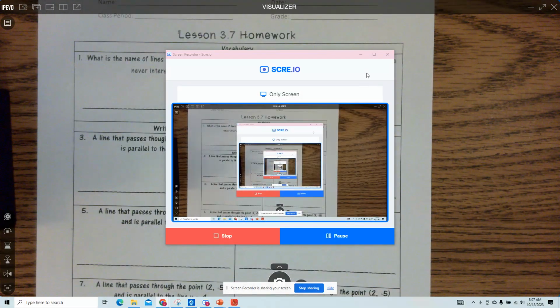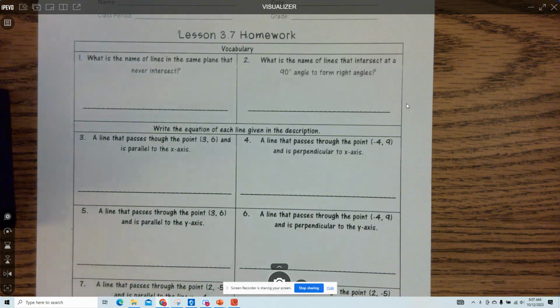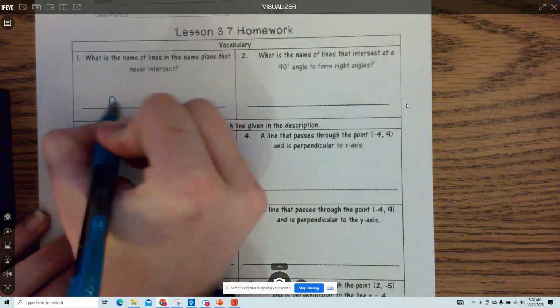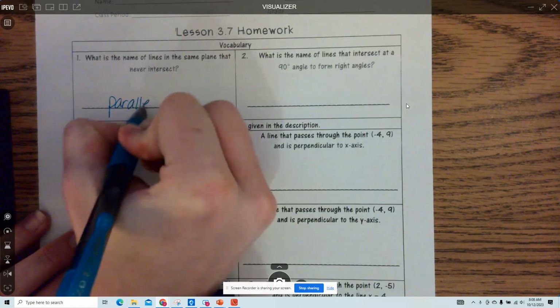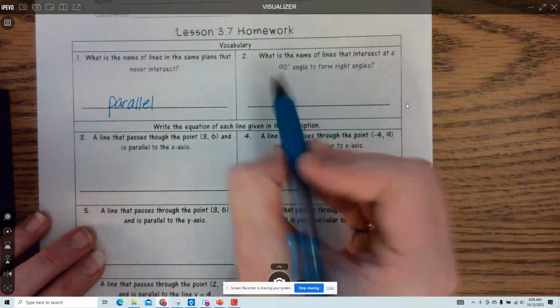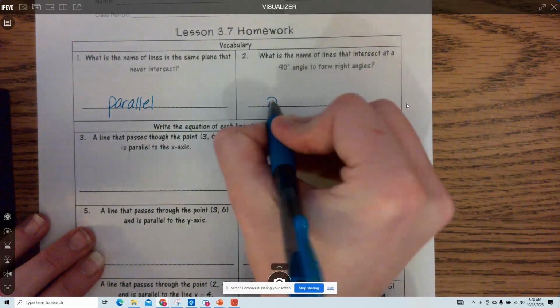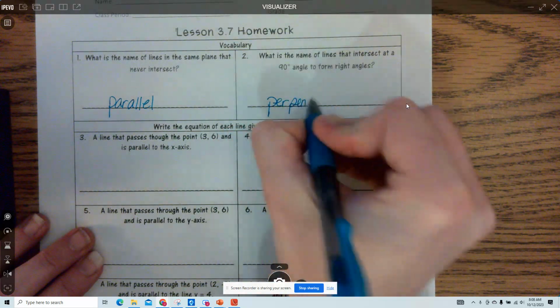All right, this video is for the lesson 3.7 homework. We're doing parallel and perpendicular lines. So what is the name of lines in the same plane that never intersect? Those are parallel. Okay, what is the name of lines that intersect at a 90-degree angle to form right angles? Those are perpendicular.